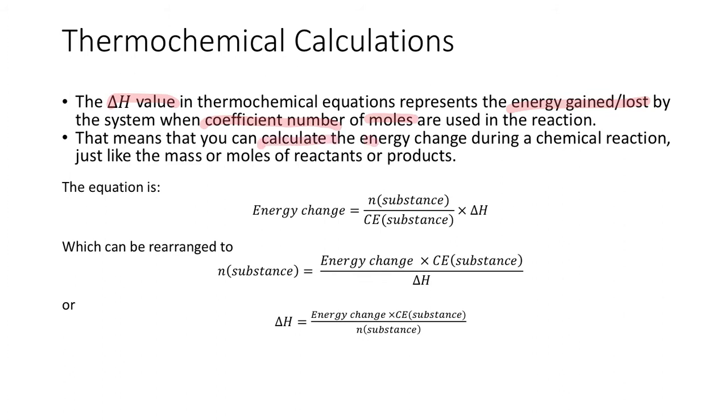That means you can calculate the energy change during a chemical reaction, just like the mass or moles of a reactant or product. The equation is this: the energy change is equal to the number of moles of a substance divided by the coefficient of the substance times the delta H of the reaction. This is effectively how much energy is gained or lost when a certain mass or moles of a reactant or product is in a reaction. You can rearrange these equations to work out the number of moles, or the delta H. Let's go through a couple of examples.